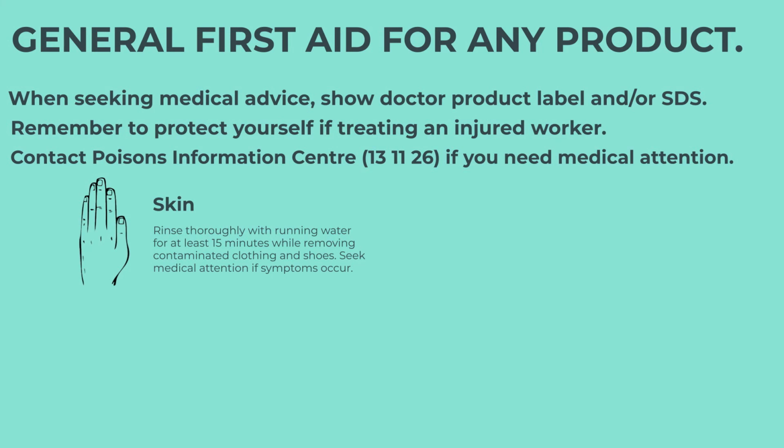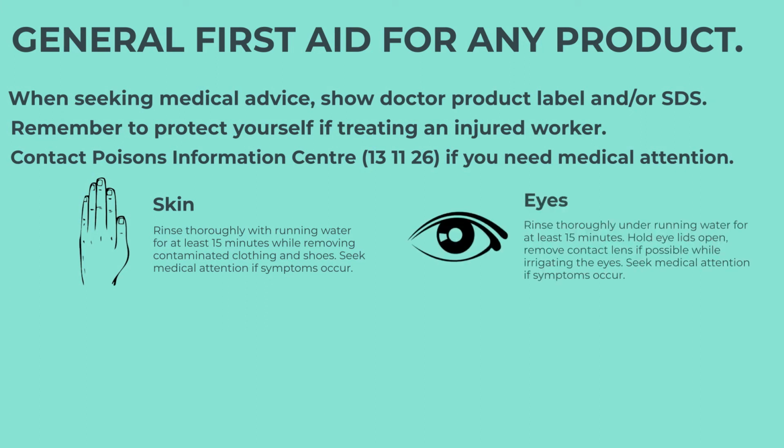If the potentially hazardous chemical comes in contact with your skin, rinse thoroughly with running water for at least 15 minutes, while removing contaminated clothing and shoes. Seek medical attention if symptoms occur. Eyes. Rinse thoroughly under running water for at least 15 minutes. Hold eyelids open, remove contact lens if possible, while irrigating the eyes. Seek medical attention if symptoms occur.